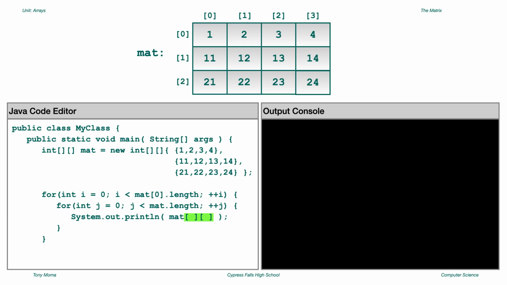Once again, the first index will be the variable that we used for traversing the rows, which in this case is variable j. The second index will be the variable that we used for traversing the columns, which in this case was variable i. When we execute this program, we get the values all printed out in column major order.